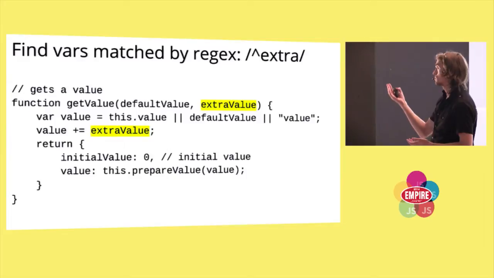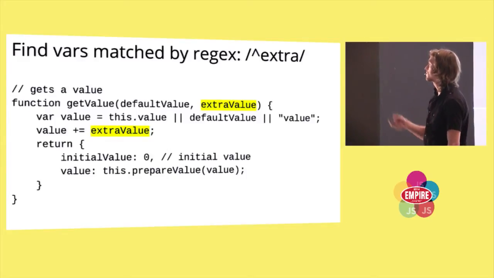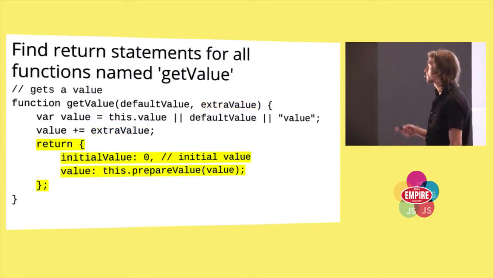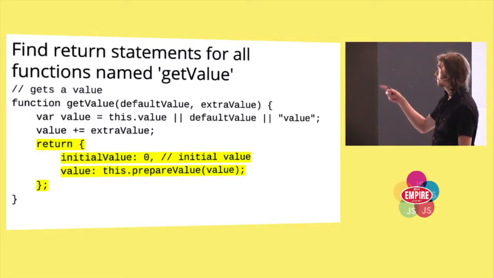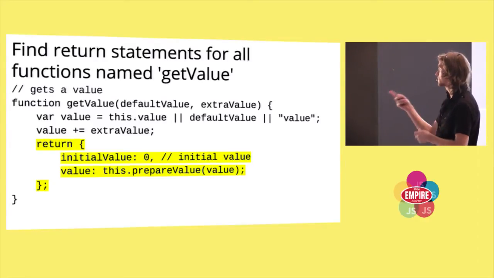We can use regular expressions if we want to. So here we find all variables which start with the word extra. And we can also do more complex queries. Here, for example, return statements in all functions which are named get value. It's not particularly helpful for this piece of code, but if we have a modularized application with many files with similar interfaces, this can be helpful.